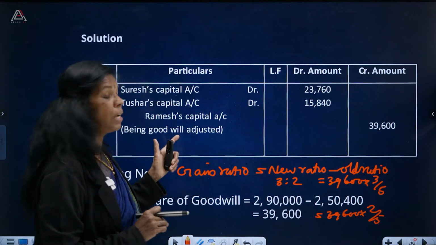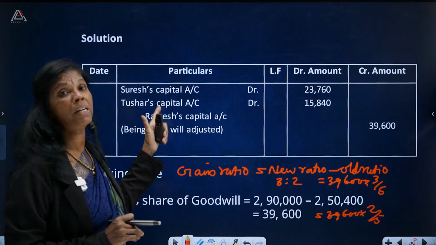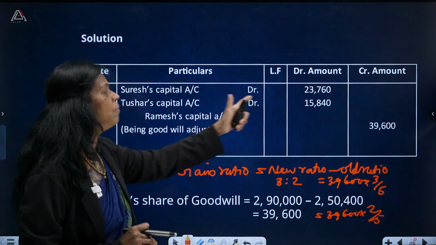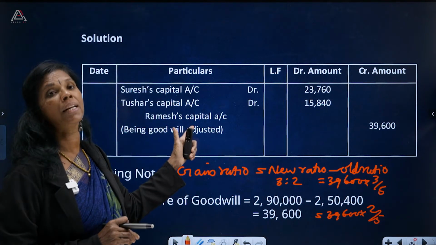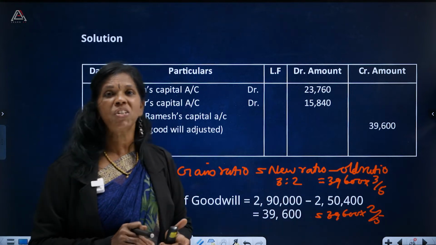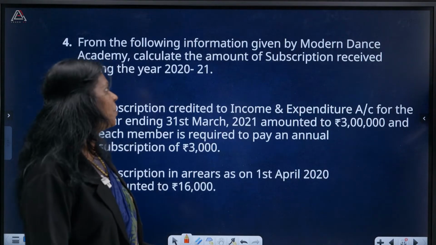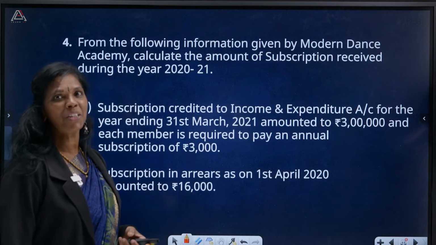Then in our problem, who are the remaining partners? Suresh and Tushar. So we have to debit Tushar and Suresh, then credit Ramesh. Have you understood? Shall we do the next question? Then try to understand the question.